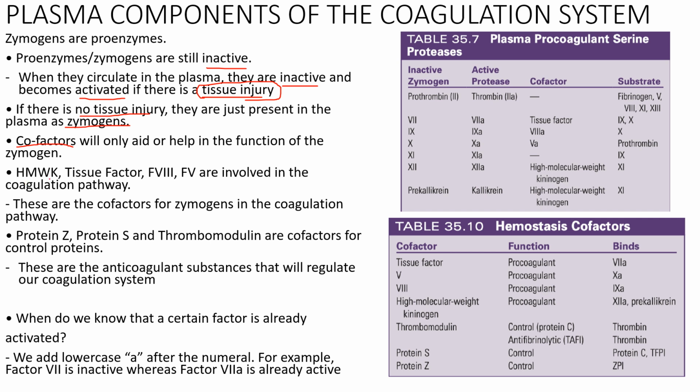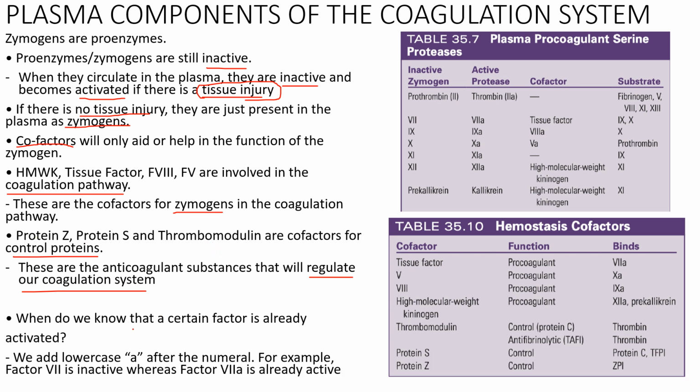Now, HMWK, tissue factor, factor 8, and factor 5 are involved in the coagulation pathway. These are cofactors, class, for zymogens in the coagulation pathway. Protein Z, protein S, and thrombomodulin are cofactors for control proteins. These are substances, class. They are called control proteins because they regulate our coagulation system. So remember the three: Z, S, and thrombomodulin. They basically regulate our coagulation system.